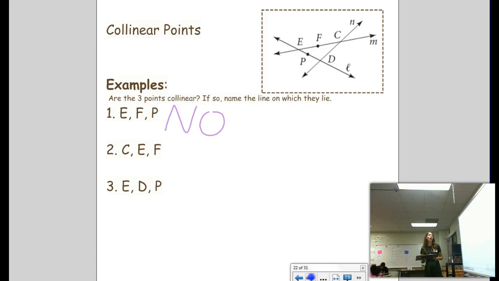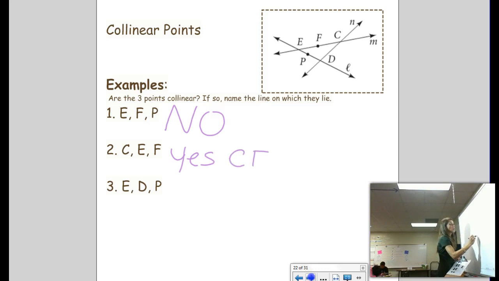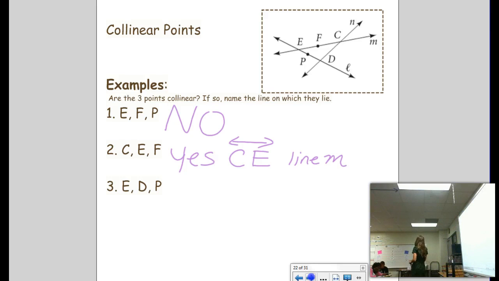All right, Chris, C, E, and F, yes or no? Yes. They are collinear. Very good. And what line do they lie on? You can call it line CE. Or we could use that cursive one that's kind of weird, line italicized M. Draw it kind of slanted. You don't have to use both. You can use either one, but I wanted you to know both ways.